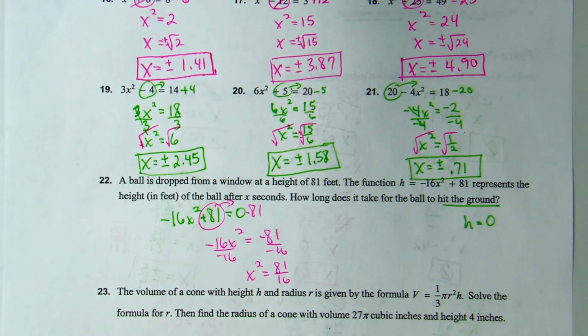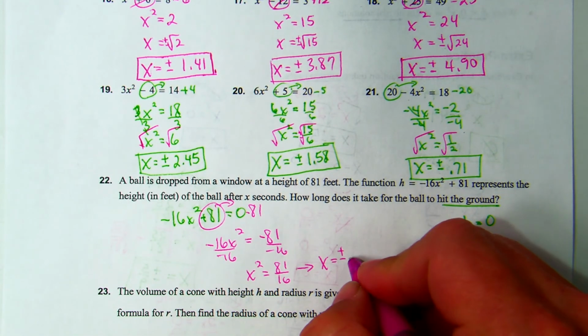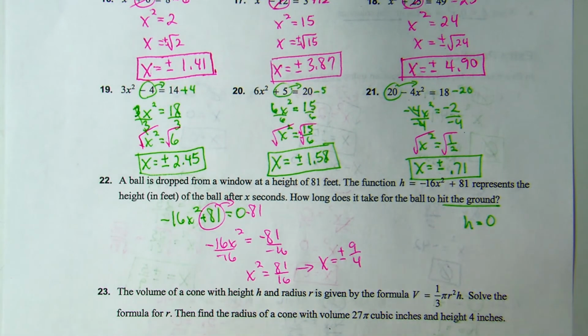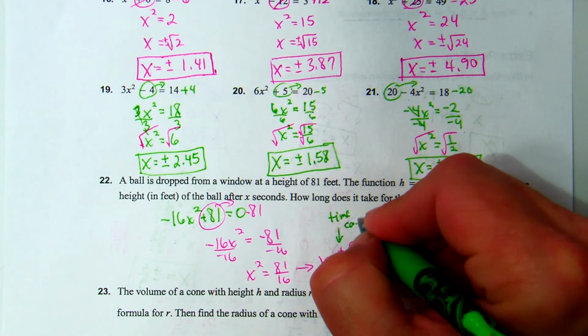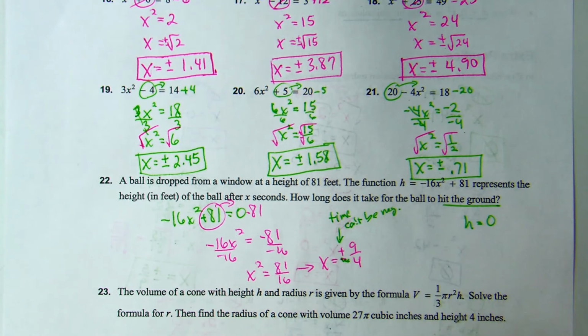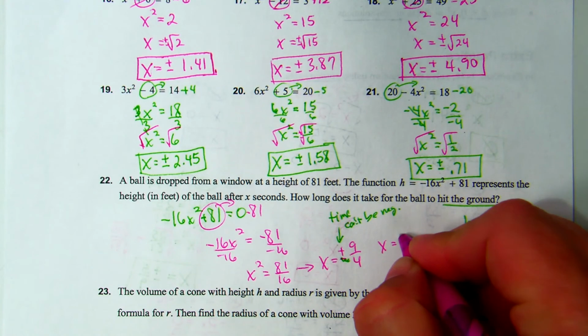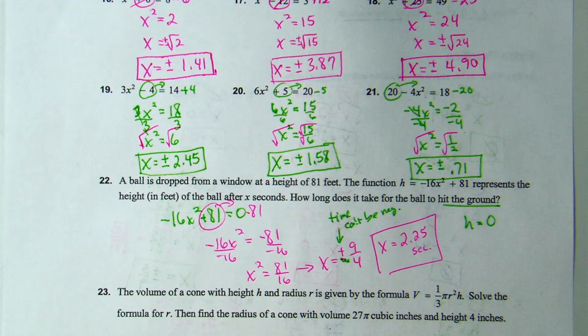When I take the square root of both sides, then I'm going to end up with x equals plus or minus 9 over 4. But can it be negative? Time can't be negative. So we don't worry about the negative one. We just do 9 over 4. And 9 over 4 means that x equals 2.25 seconds. So at 2.25 seconds, it's going to hit the ground.